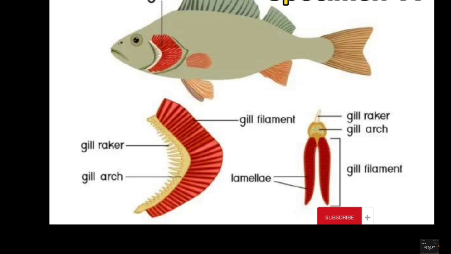First point is both of them are red or dark red in color. Don't use the word pink. Dark red is the perfect word in color. Then the next one is that both of them have a moist surface. Then both of them are highly vascularized. Yes, that means they have a network of capillaries and veins that constantly supplies blood to both the gill filaments and to both the gill and the lungs.